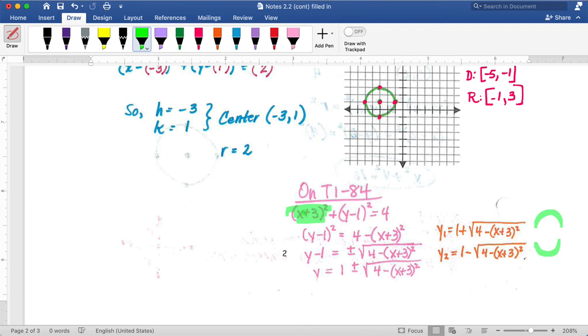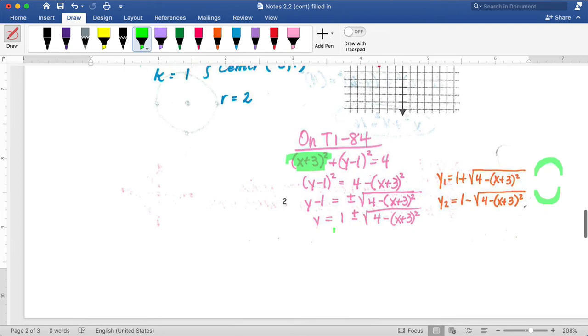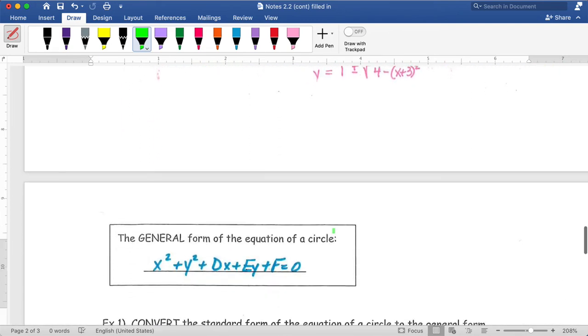Okay, so again, don't let solving this for y be something that's all that difficult. It's really not that difficult. So if you have questions, please post a comment or ask in a Google Meet.